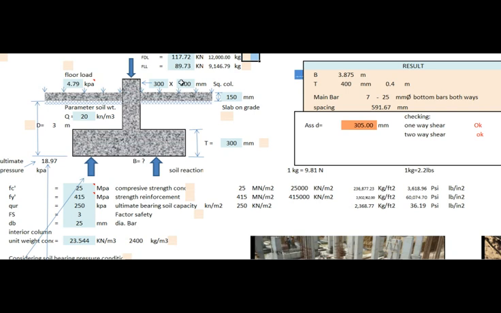Dead loads include the self-weight of structural members, such as walls, plasters, ceilings, floors, beams, columns, and roofs. Dead loads also include the loads of fixtures that are permanently attached to the structure. Dead load is 117.72 kN.